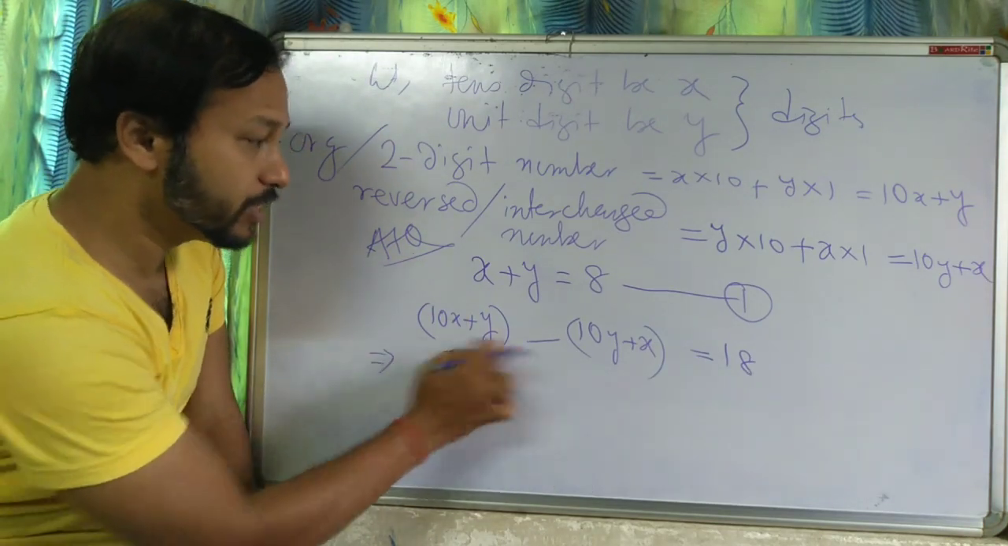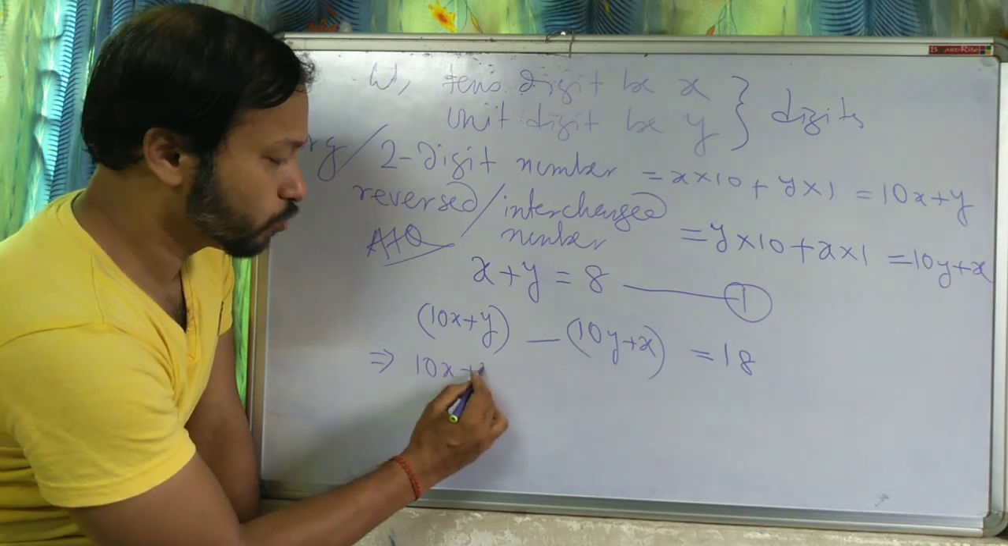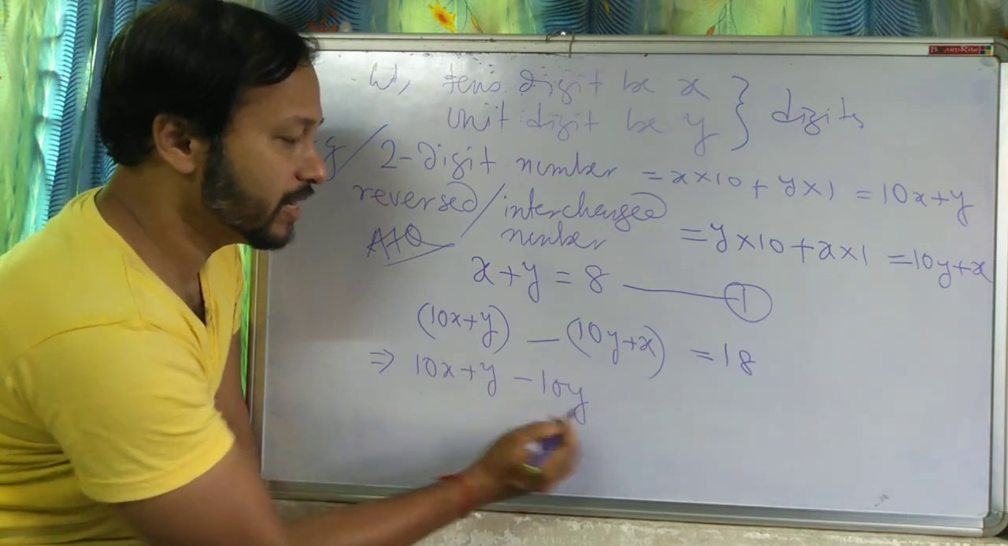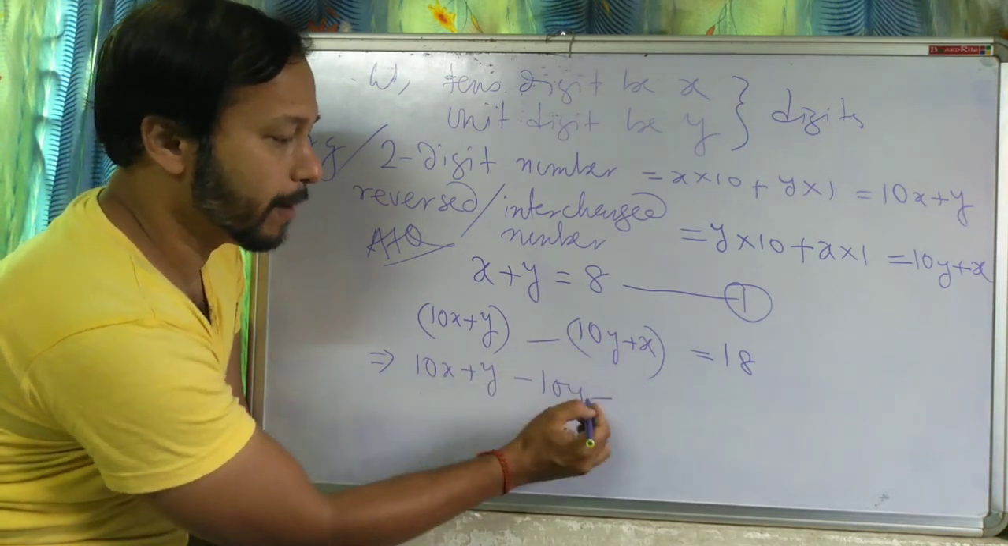Now let us remove this bracket. 10x plus y minus 10y minus plus minus x.